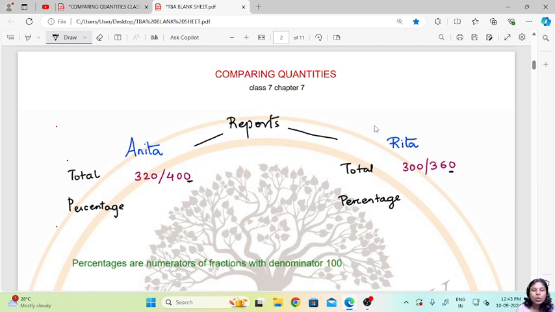So what we can do is find out the percentage of their marks. If we calculate the percentage, this will be 80% and this will be 83.3%. So technically Anita has obtained more marks, but her total marks are also more than that of Rita. That means the percentage Rita has obtained is higher than that of Anita. So one way of comparing quantities is through percentage.